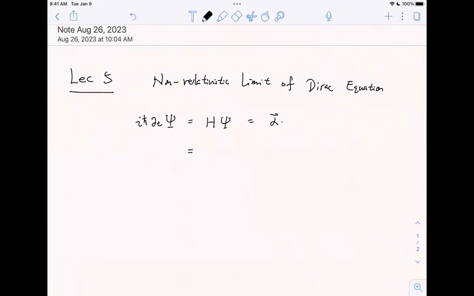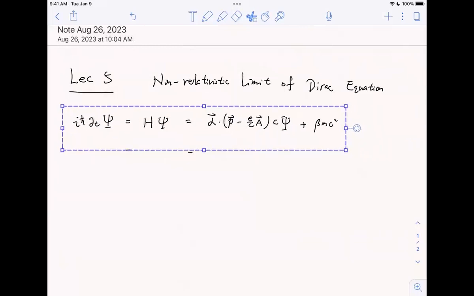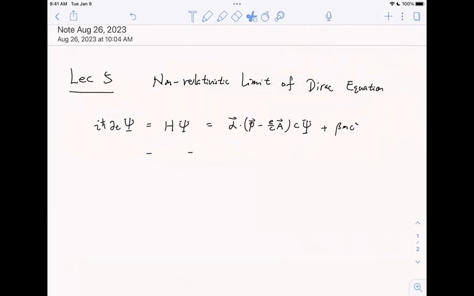alpha dot (P minus eA over c), and then times c, and then plus beta m c squared, plus this electrostatic potential, and then this wave function.